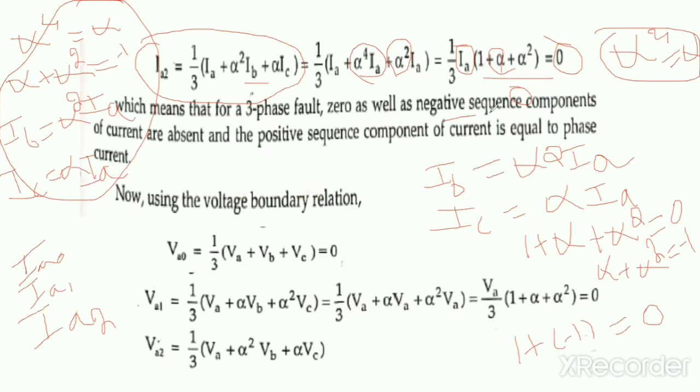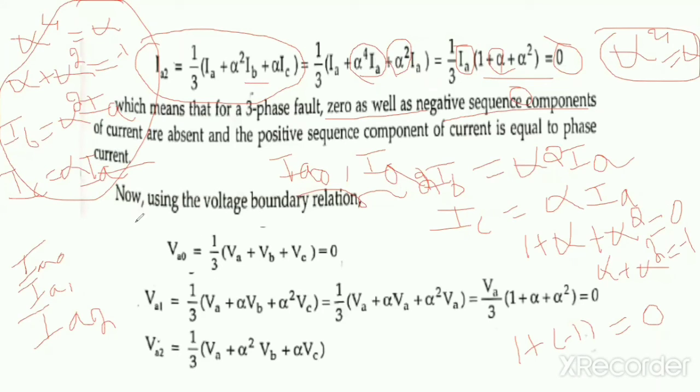Therefore, the negative sequence component IA2 and the zero sequence component IA naught are absent. IA naught is the zero sequence component current and IA2 is the negative sequence current. These two currents are absent, and the positive sequence component of current is equal to the phase current.